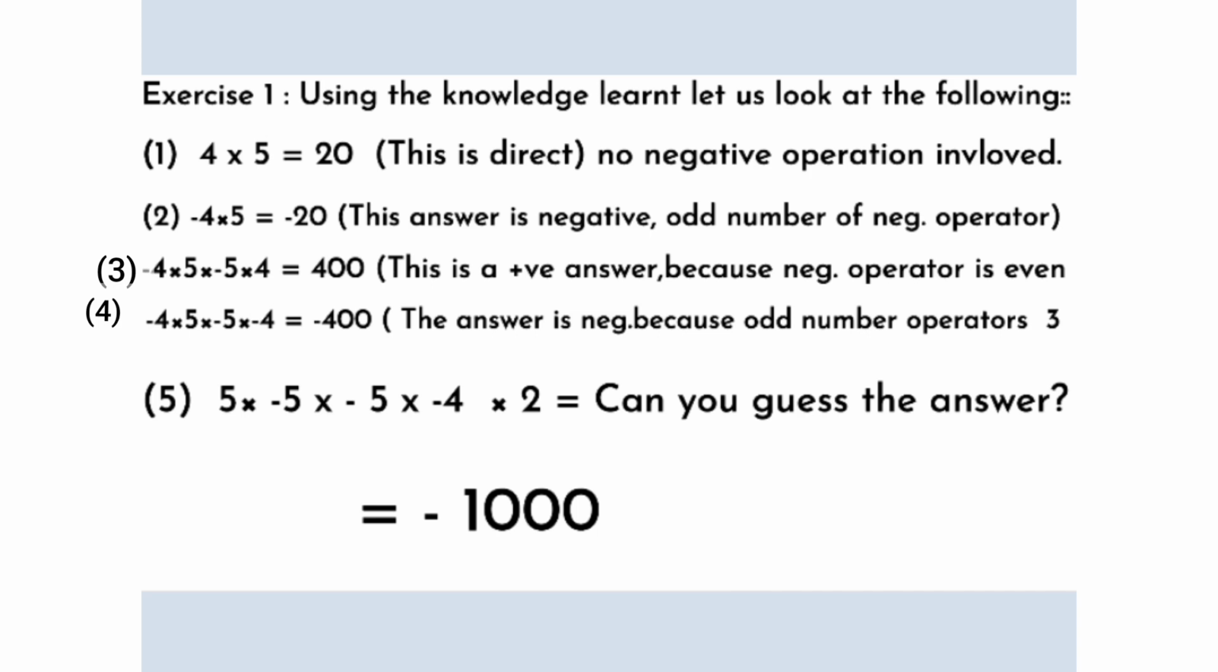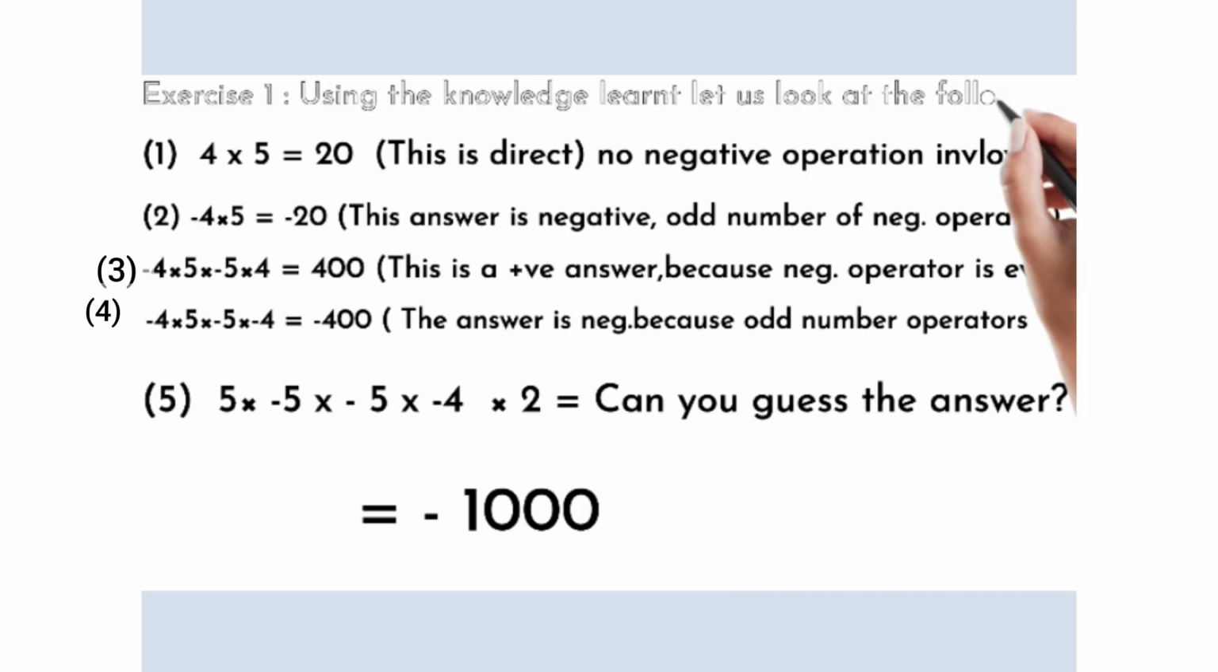4 times 5 is 20. This is a positive answer because there was no negative at all in the expression. The next one has a single negative operation, which made the answer minus 20. The third has 2 negative operations, which is even, and made the answer 400 positive. The fourth one had 3 negative operations, which made the answer negative 400, and the last one had 3 negative operations, which made the answer negative.